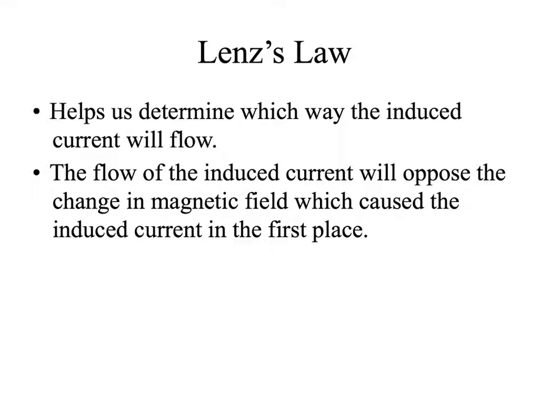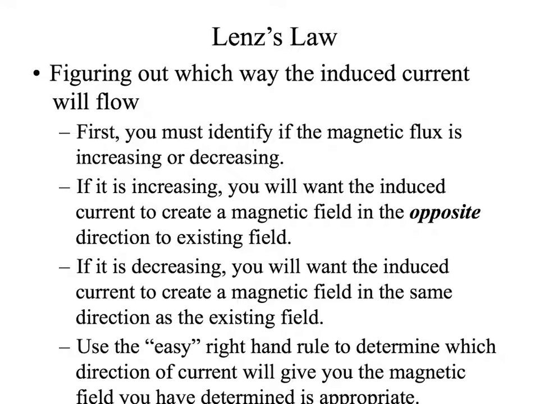Basically Lenz's law says that the flow of the induced current will oppose the change in magnetic flux which caused the induced current in the first place. Let's talk a little bit about how that is going to happen. We know that there's some sort of change in flux and that's what's causing the current, and we're being told that our induced current is going to try to oppose that change. So what we have to figure out, when we're figuring out which way the induced current will flow, is a series of steps that we go through.